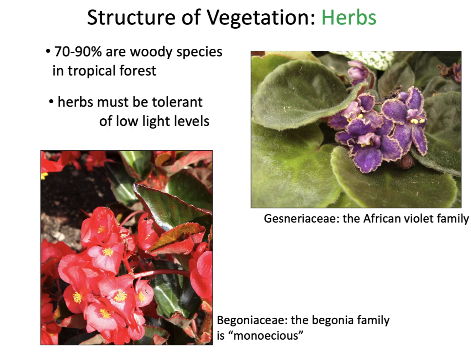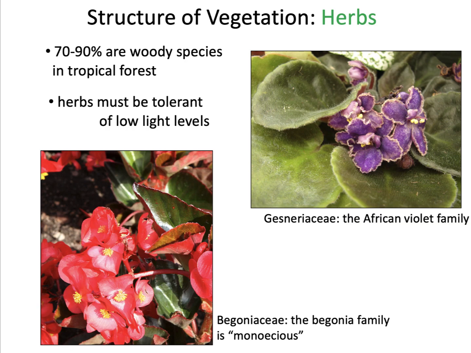Therefore, they have to have adaptations that allow them to really magnify that ultraviolet light that is available to them so that they can maximize photosynthesis. And one of those adaptations is hairy leaves. And we'll look at those hairy leaves in a little bit more detail on the next slide. For example, here we can see a so-called African violet with very hairy leaves growing in the understory.